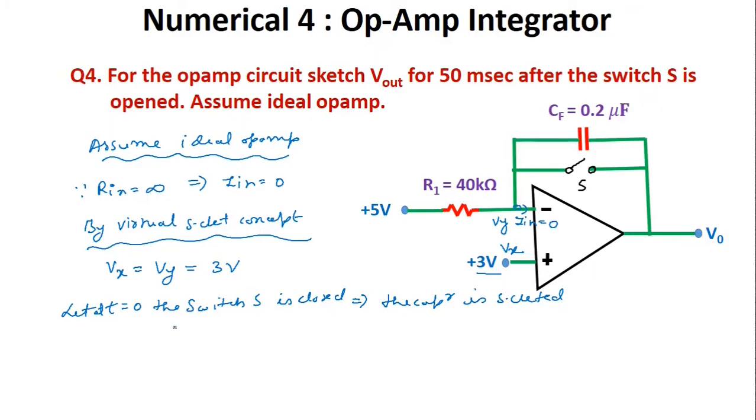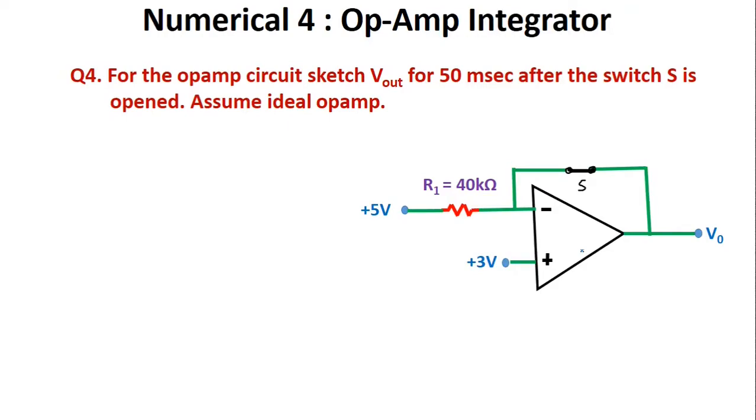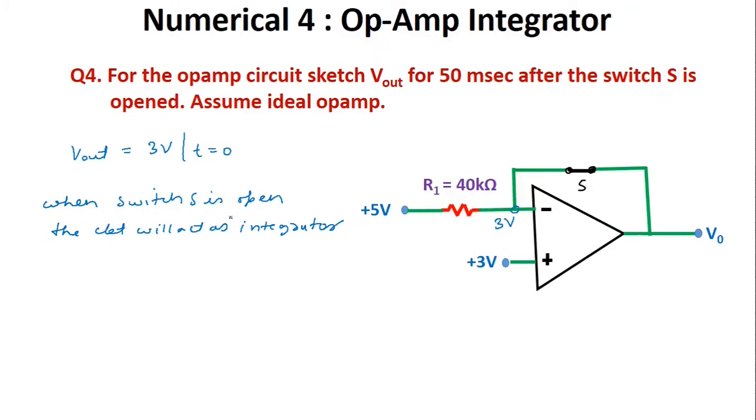Now let at time t equal to 0 the switch S is closed. Then if the switch S is closed, the capacitor will be short circuited. Now the circuit will look like this when the switch S is closed. By the virtual short circuit concept, since the voltage at the inverting terminal is also equal to 3 volt, the output voltage Vout is equal to 3 volt at time t equal to 0. Now when the switch S is open, the circuit will act as an integrator.